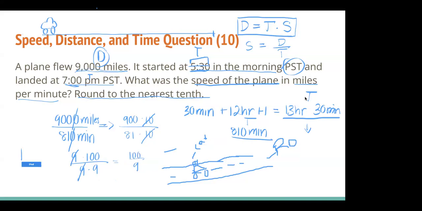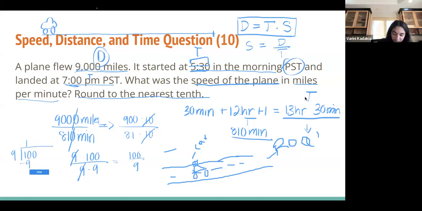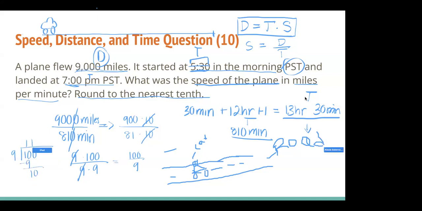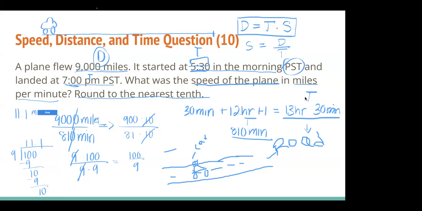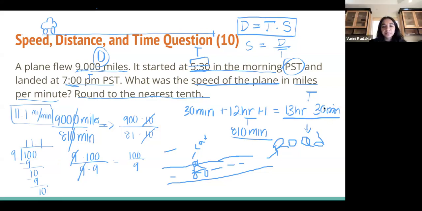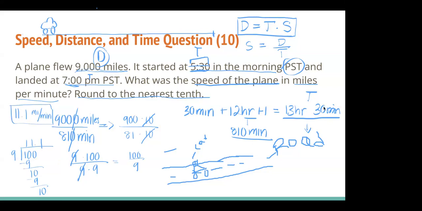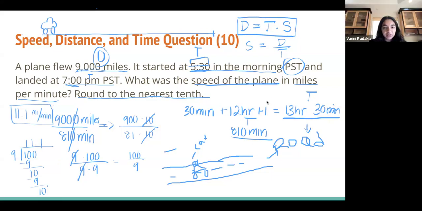So now we can just do our long division, and we find that our answer is just 11.1 miles per minute. Does that make sense to everyone? No? What part did it make sense? The division part?